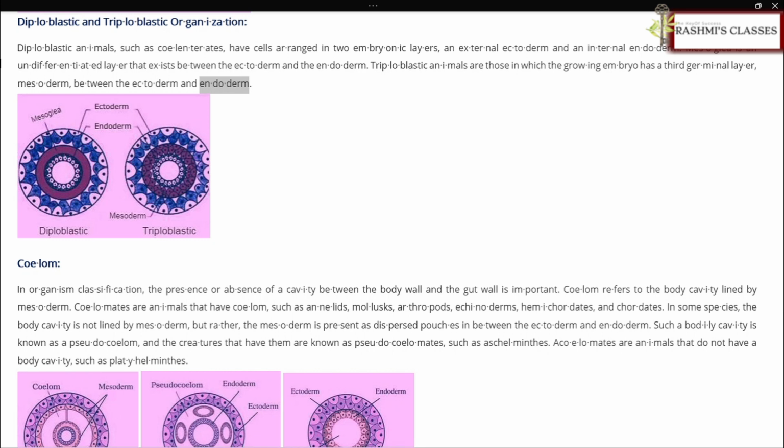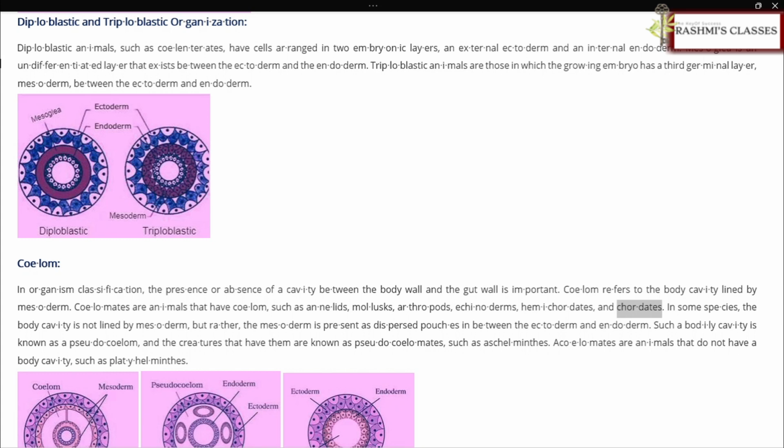Coelom. In organism classification, the presence or absence of a cavity between the body wall and the gut wall is important. Coelom refers to the body cavity lined by mesoderm. Coelomates are animals that have a coelom, such as annelids, mollusks, arthropods, echinoderms, hemichordates, and chordates.